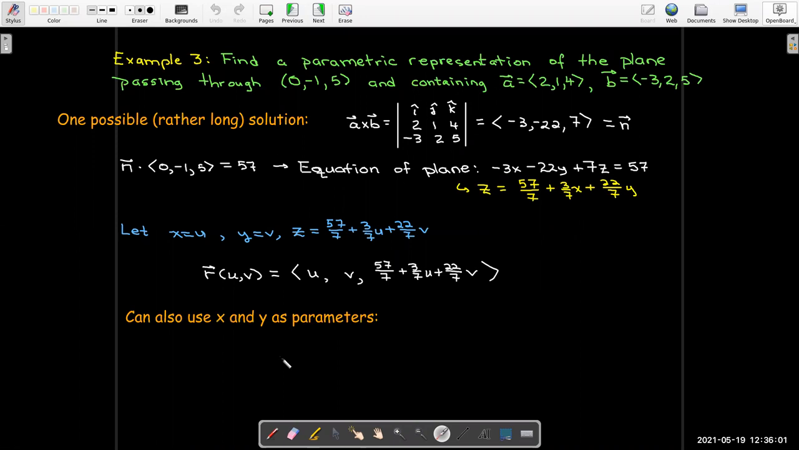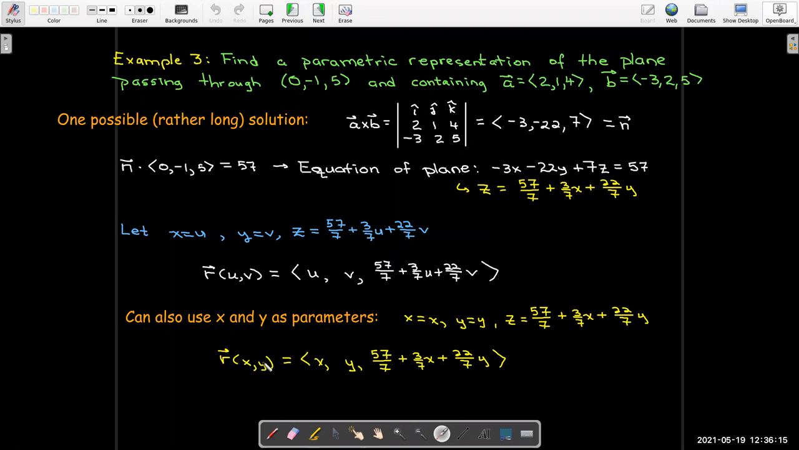So I could have written this as x equals x, y equals y, z equals this equation, which is a function of x and y. And as a vector then, I would just write it as r of x comma y equals x comma y, and then this equation involving x and y. So in this case, it's just the same parametric representation using different dummy parameters or dummy variables. Here I used u and v, and here I used x and y. I could have used s and t, or w and some other variable.